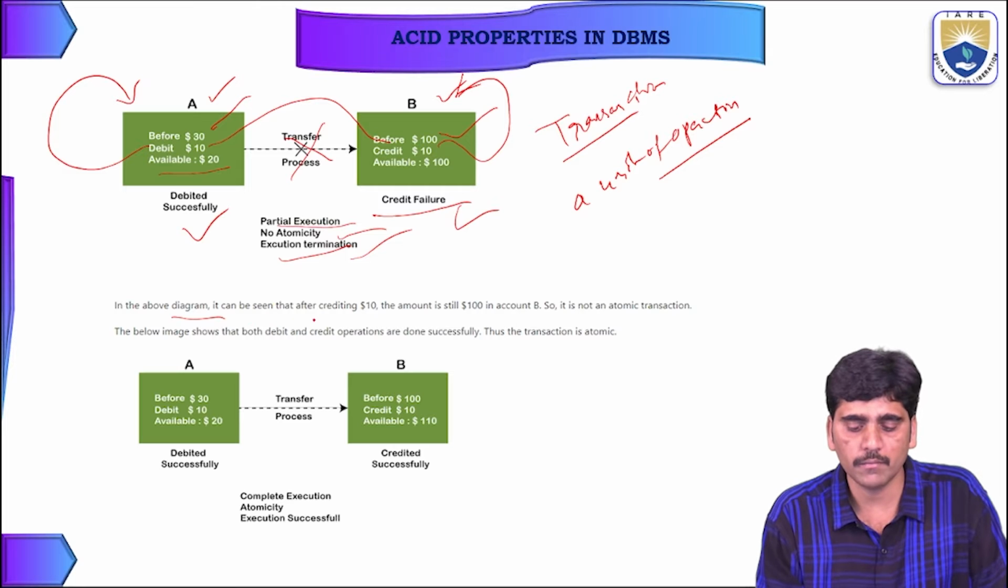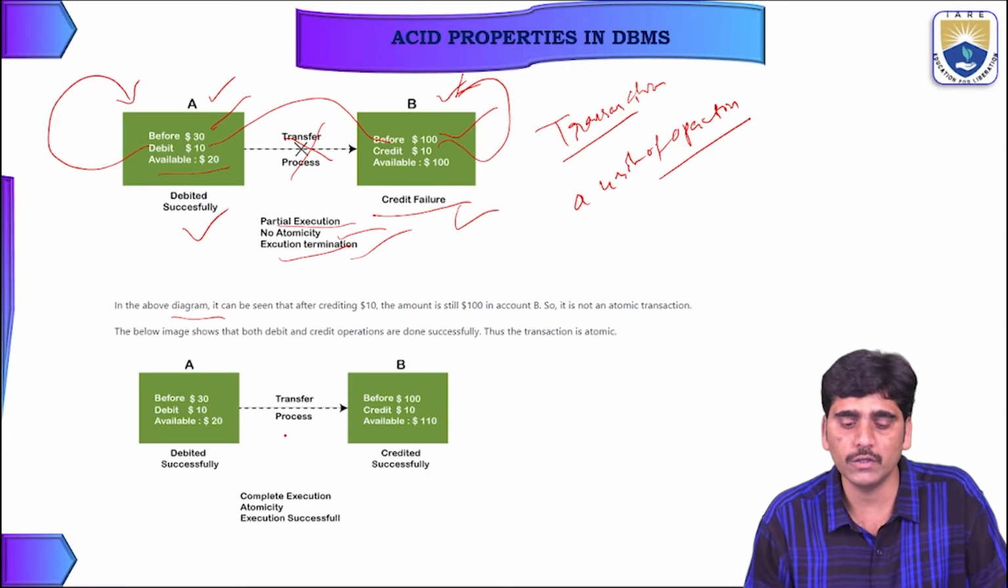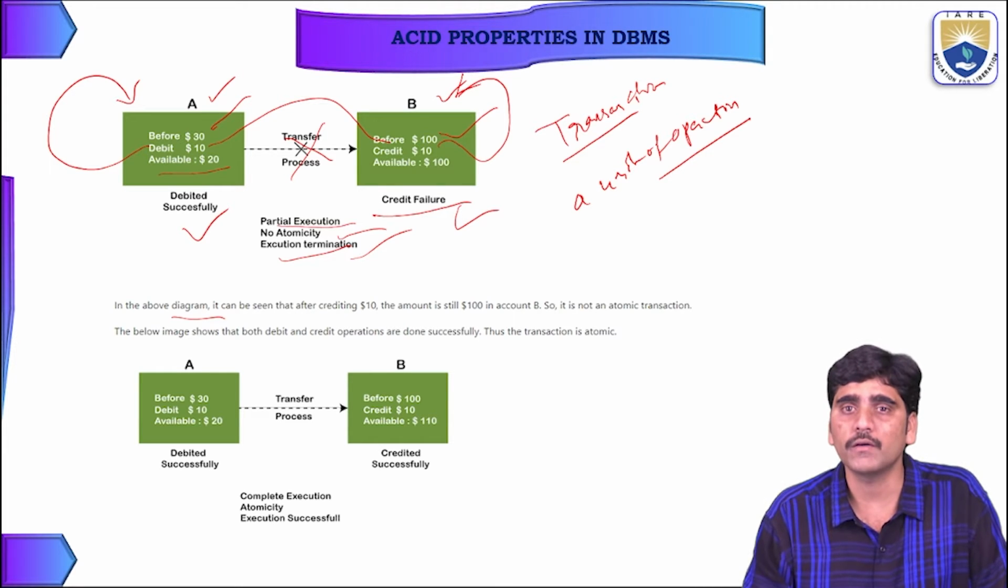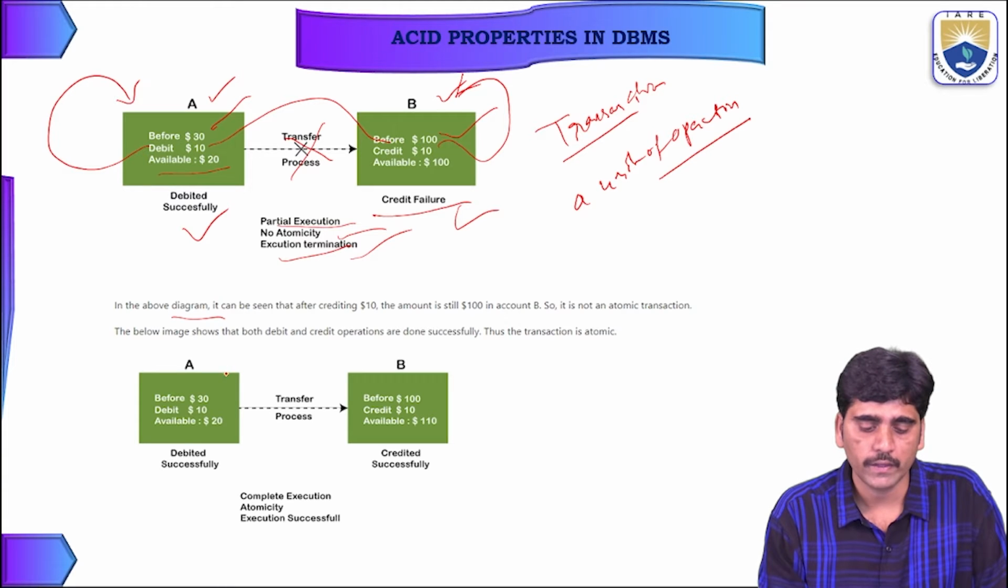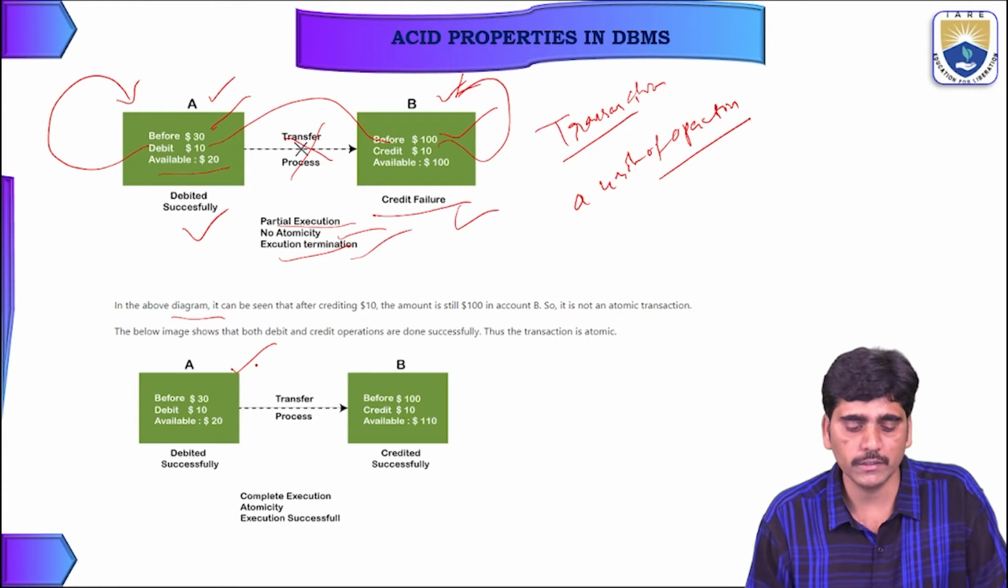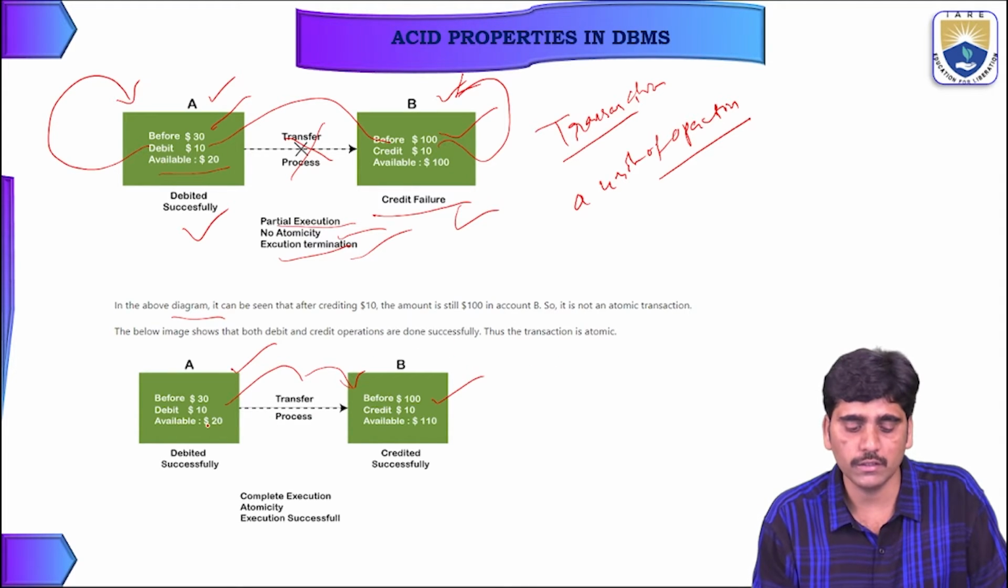In this diagram, we already saw that 10 rupees is debited from the A account and not credited to the B account. Suppose you perform these two transactions again after some time. So what will happen? Before transferring, you have 30 rupees, and when you debit 10 rupees, it should be debited from the A account holder and transferred to the B account holder. So the debited amount of 10 rupees is credited to the B account.